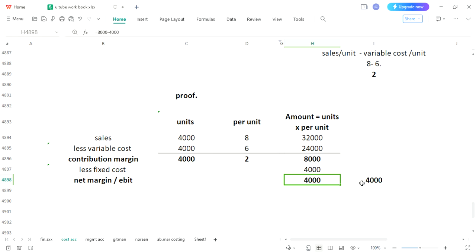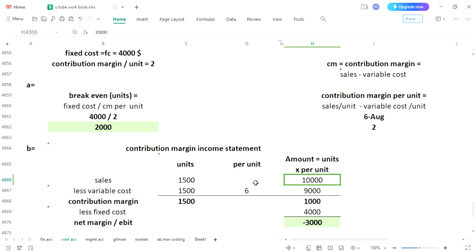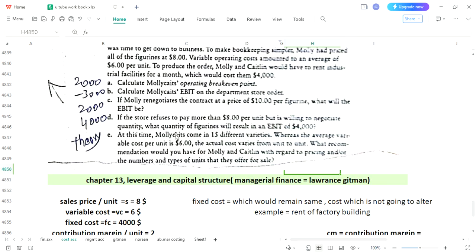You can see that we have already mentioned this answer should be equal to 4,000, and we have got the 4,000. We have proved that with 4,000 units, this company, or both sisters, can earn a profit of $4,000. So this was your D point, and 4,000 we have calculated through formula, and we have proved as well.